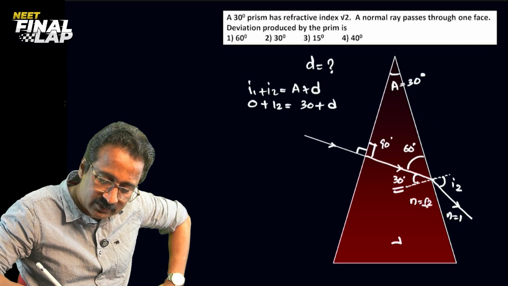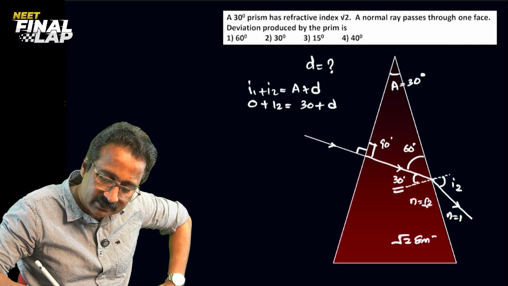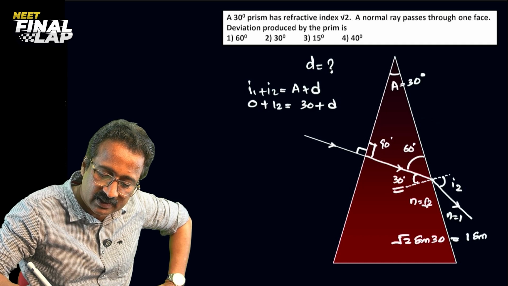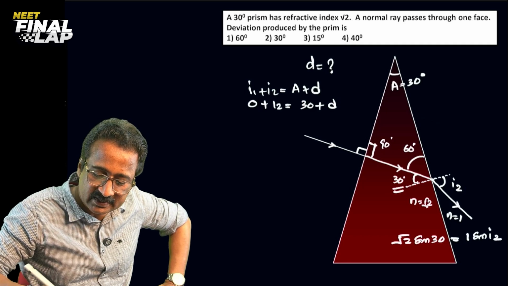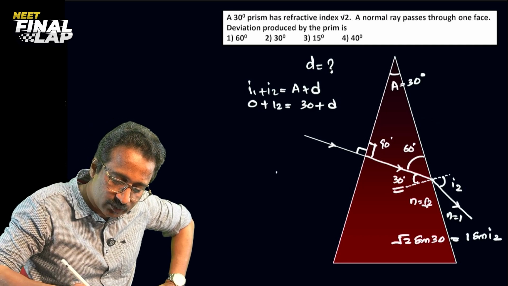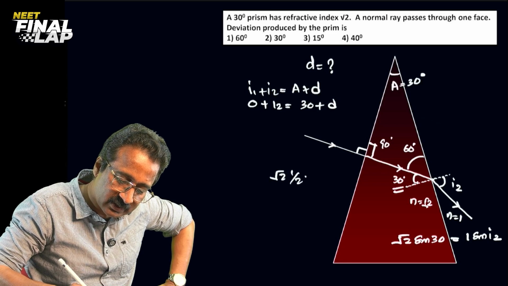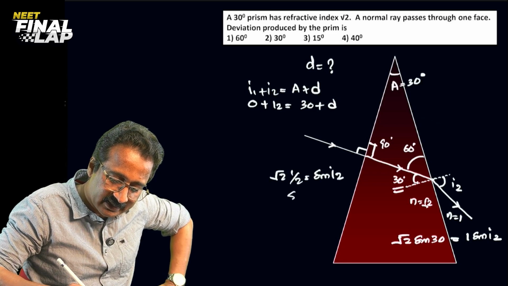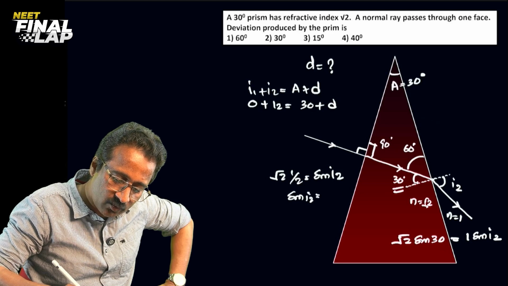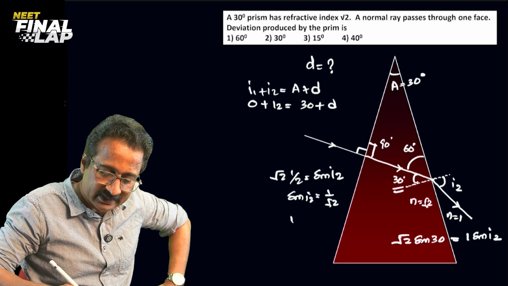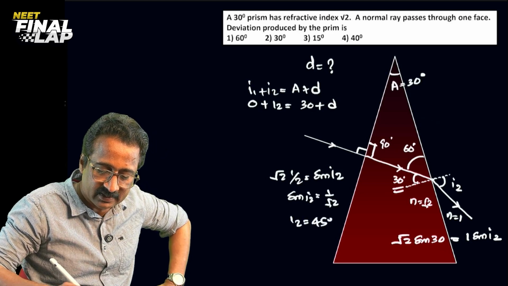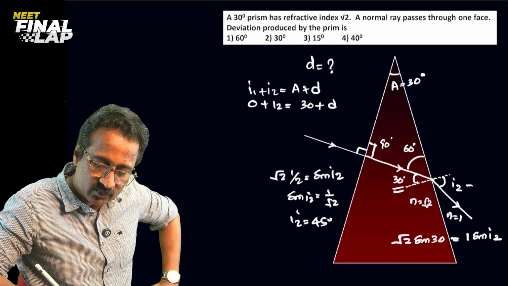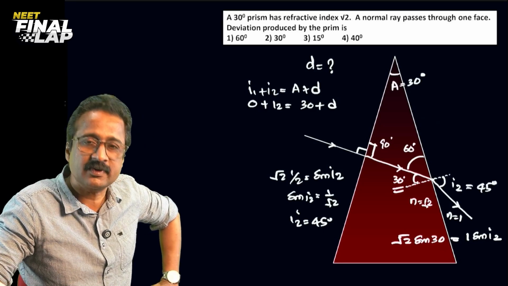n1 sin I gives you √2 into sin 30. That is equal to n2 sin r, which is 1 into sin I2. Sin 30 is 1 by 2. This tells us that √2 into 1 by 2 is equal to sin I2. What does that tell us? Sin I2 is equal to 1 by √2. Therefore, I2 is equal to 45 degree. So angle of emergence in this case is 45 degree. What we discovered now is that this is 45.